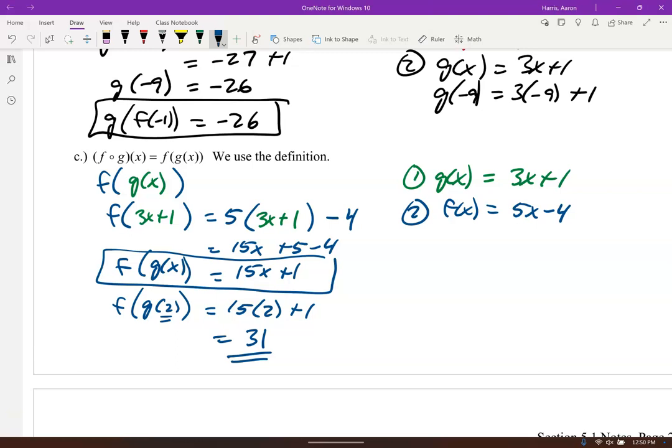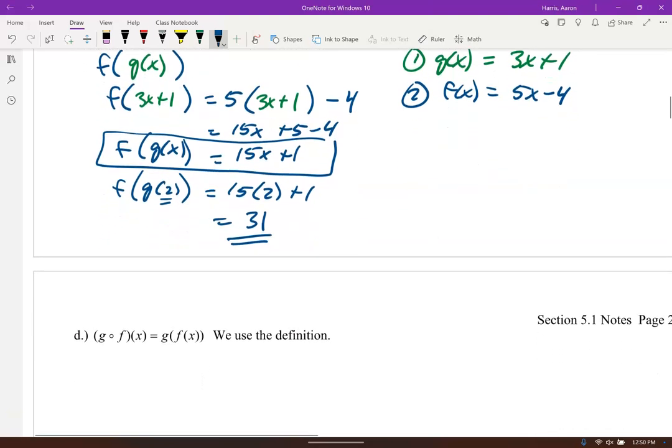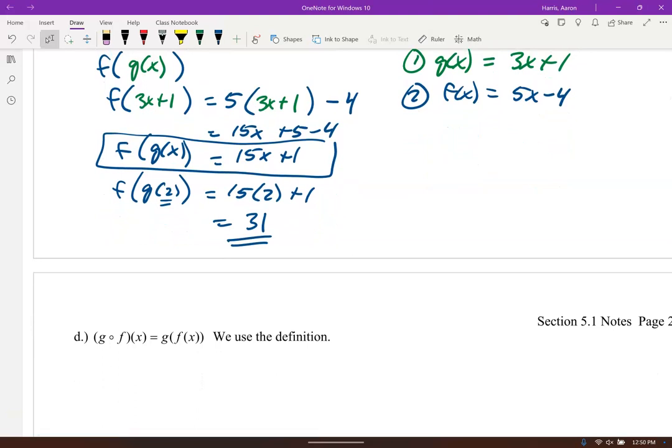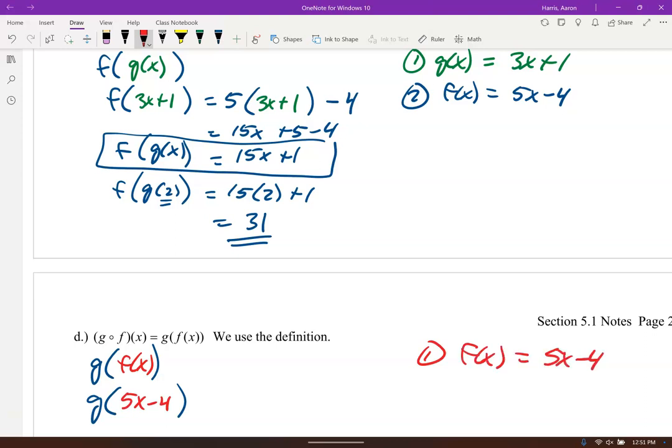Now the next one we're going to be asked to do is g of f of x. So we have g of f of x. So g of, and our f of x is 5x minus 4, right? And our g of x is 3x plus 1. So now the f is going into g, so I have to use g. G is 3x plus 1. Remember, f is going in. F is 5x minus 4.